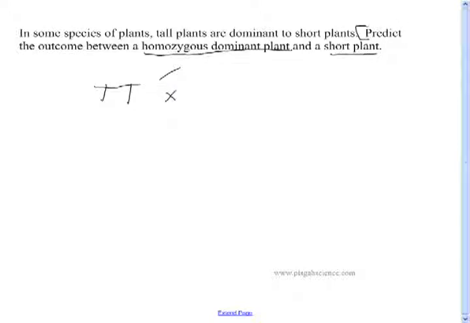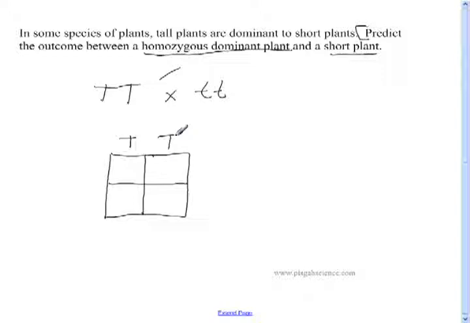and a short plant. Now, what's the only way to get a short plant? That's going to be lowercase. If it had a capital T, it would be a tall plant. So the only way to get a short plant is to be lowercase. All right, so we're going to draw our Punnett square box. And you're going to put one letter over each box. My lowercase t's are on this side. It doesn't matter who goes on top, who goes on the side. Then you're going to fill in your box by bringing this capital T down, this lowercase t across, capital T down, lowercase t across, capital T down, lowercase t across, capital T down, lowercase t across.